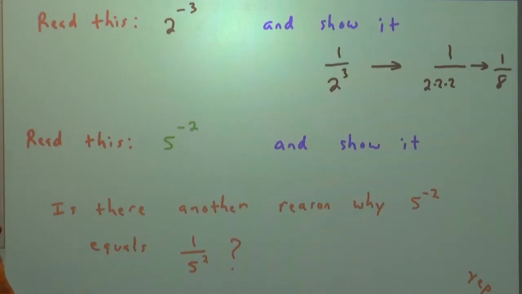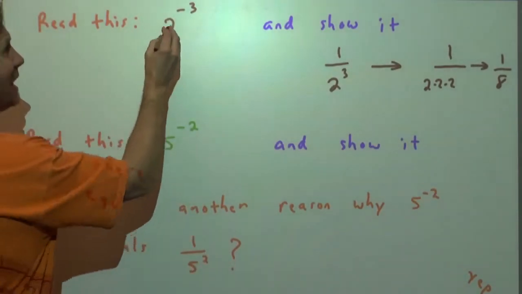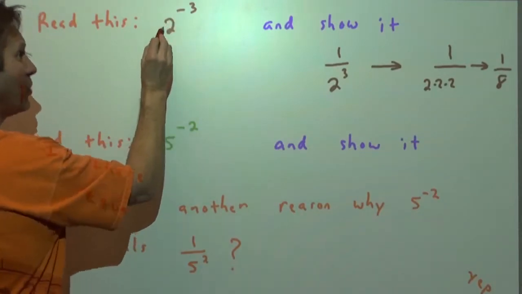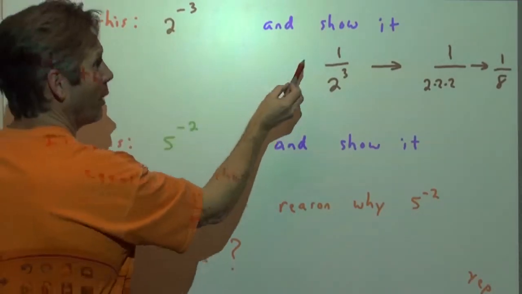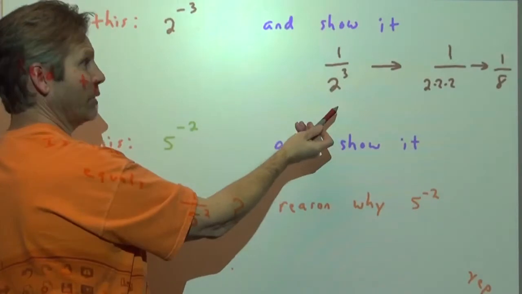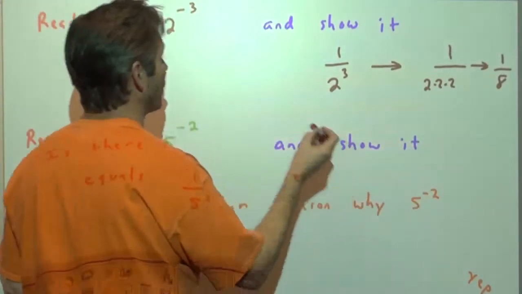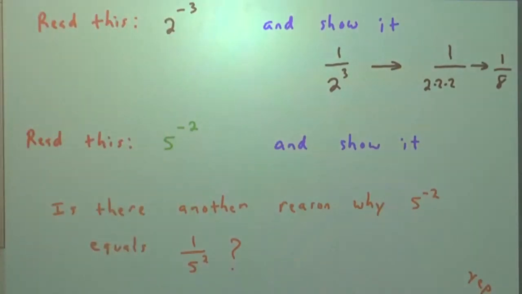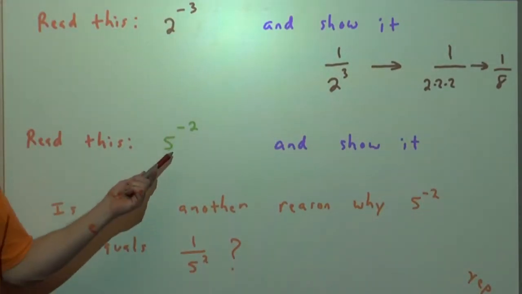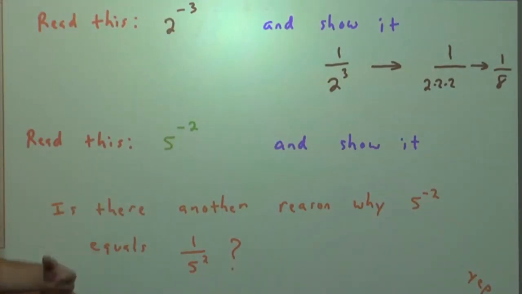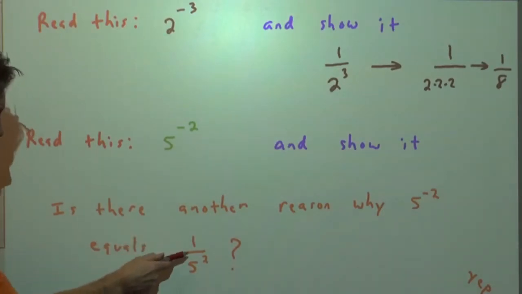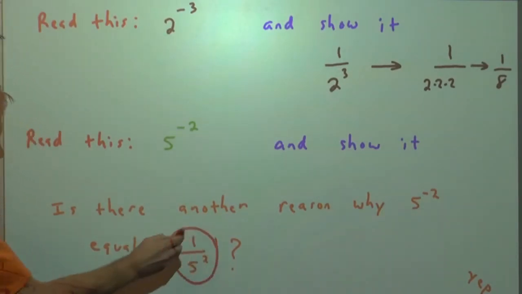So let's read this. Don't read it as 2 to the negative 3rd. Let's read it as the inverse of 2 cubed. And we'll show it as 1 over 2 cubed, because that's what the inverse means. This is 1 over 2 times 2 times 2, which is equal to 1/8. So 1/8 is the inverse of 2 cubed. This is the inverse of 5 squared. So we can show it like this, 1 over 5 squared, the inverse of 5 squared.